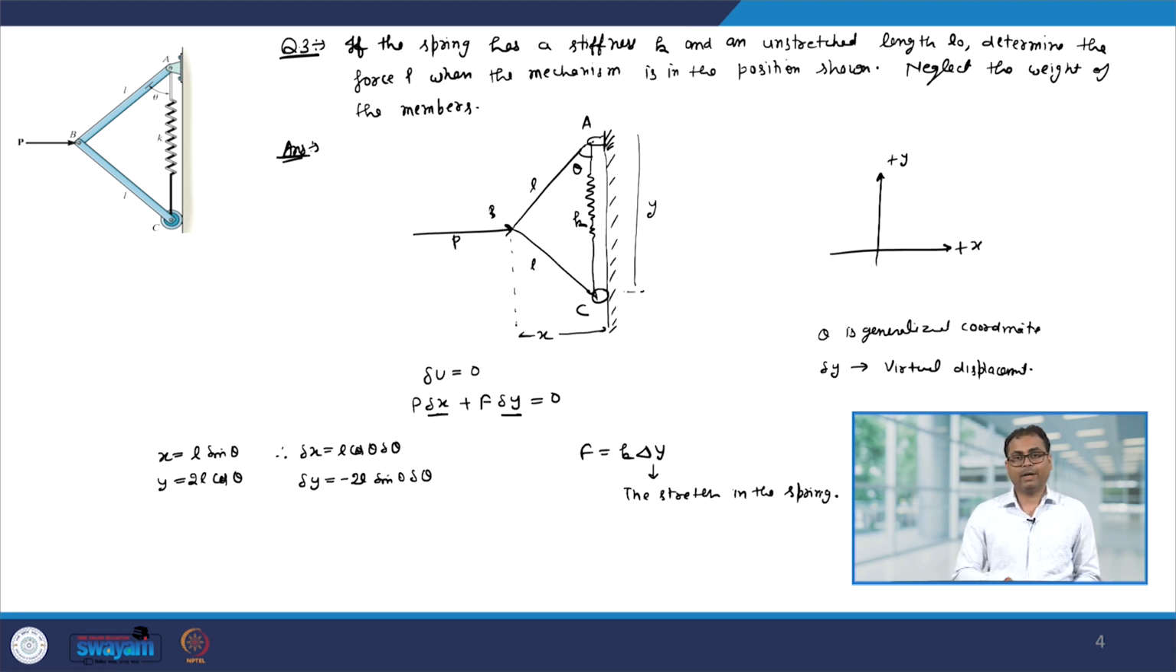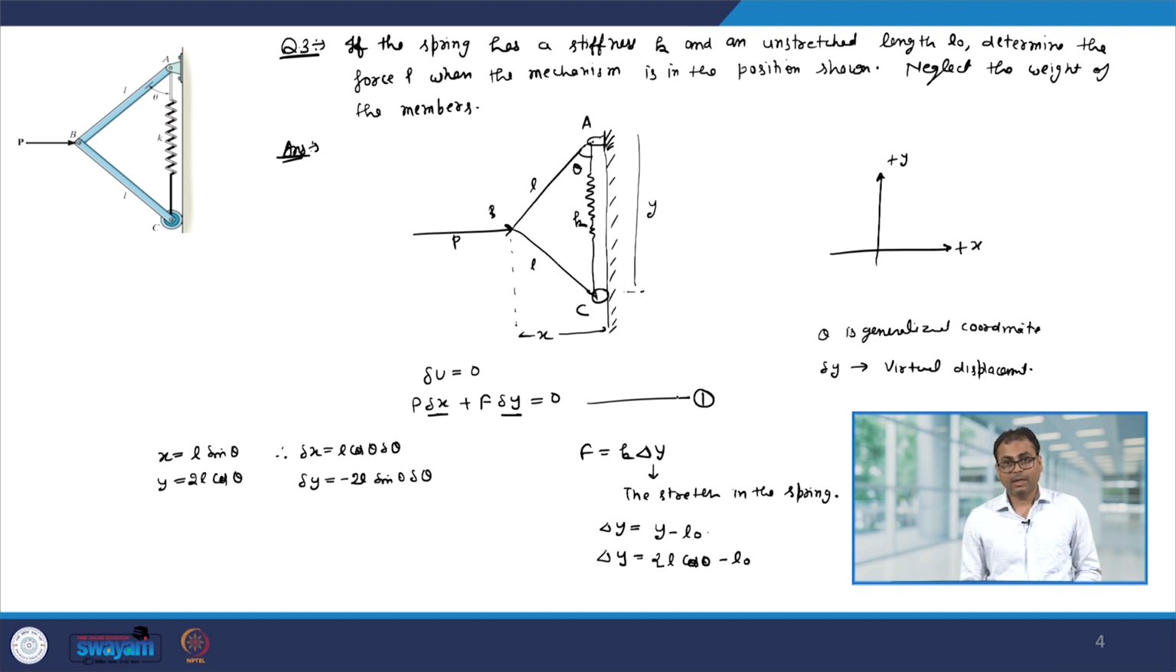Okay. So, we have to find out how much the spring has stretched in this particular case. It is given that the unstretched length of the spring is L naught. Therefore, delta y will be y minus L naught. Again, this delta y I can write down in terms of the generalized coordinate because y is known. So, this will be 2L cos theta minus L naught.